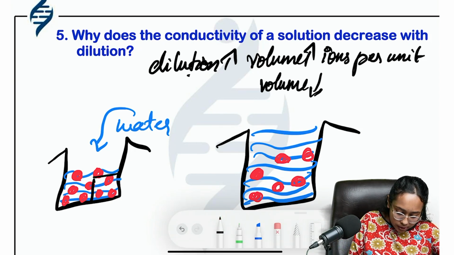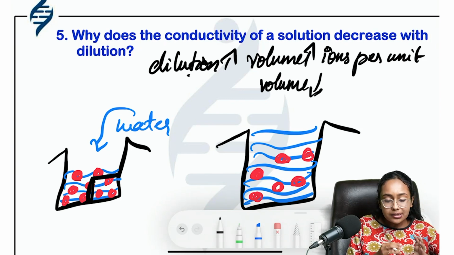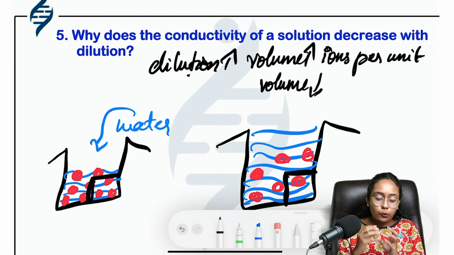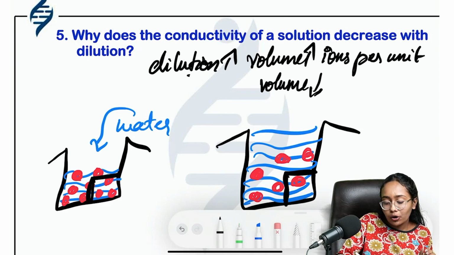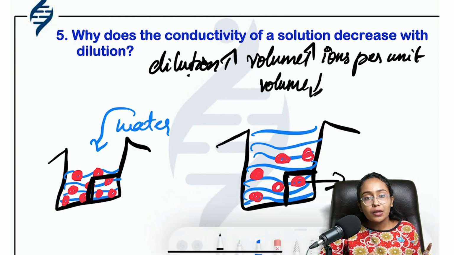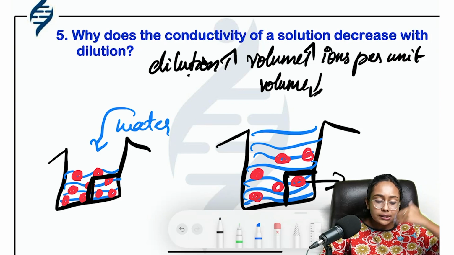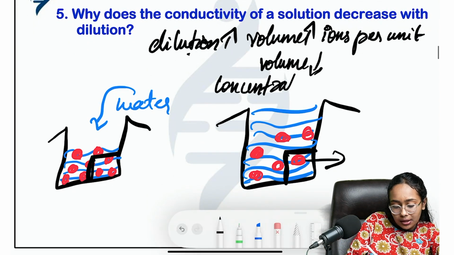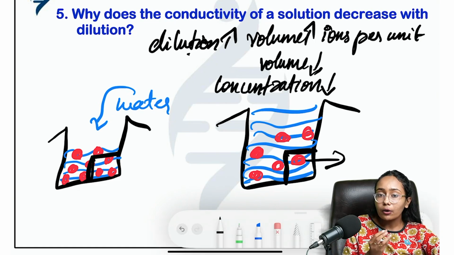At a particular portion of the solvent, when I take it, there are 3 or 4 solute particles in beaker 1. When I take a particular portion of beaker 2, I've diluted it more, so the volume increases and ions per unit volume decreases, because I am only seeing one solute particle. So as we dilute a solution more and more, the concentration decreases. Concentration means the amount of solute particles present in a particular amount of solvent.